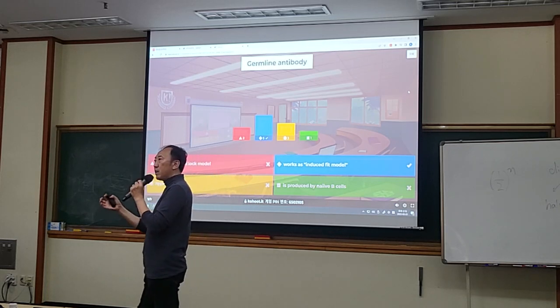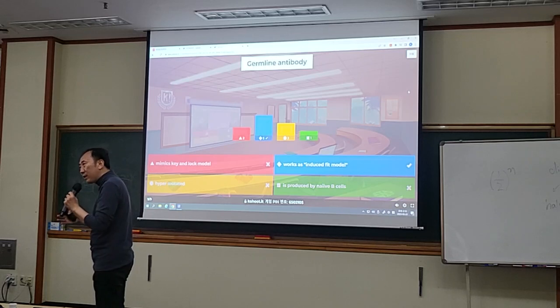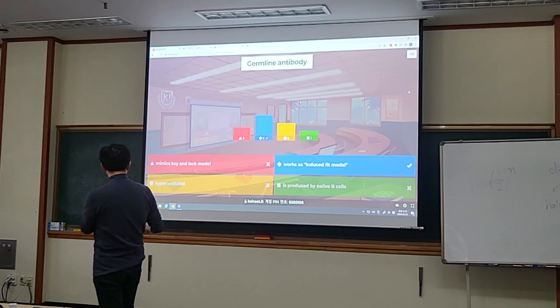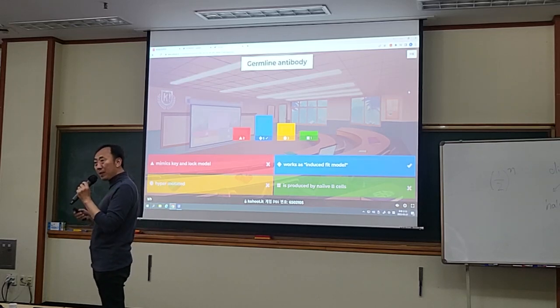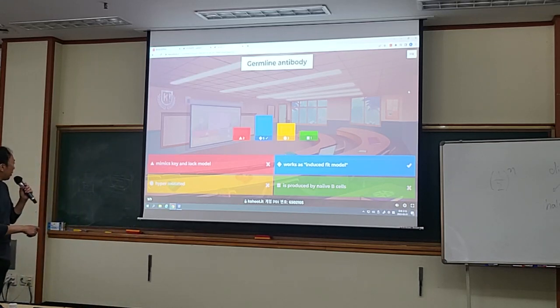Once they make the germline antibody, they start to make more diversity. There is a mutation at a very high speed, a very high level of mutation. That's why this is called hypermutation. We will discuss this property later.